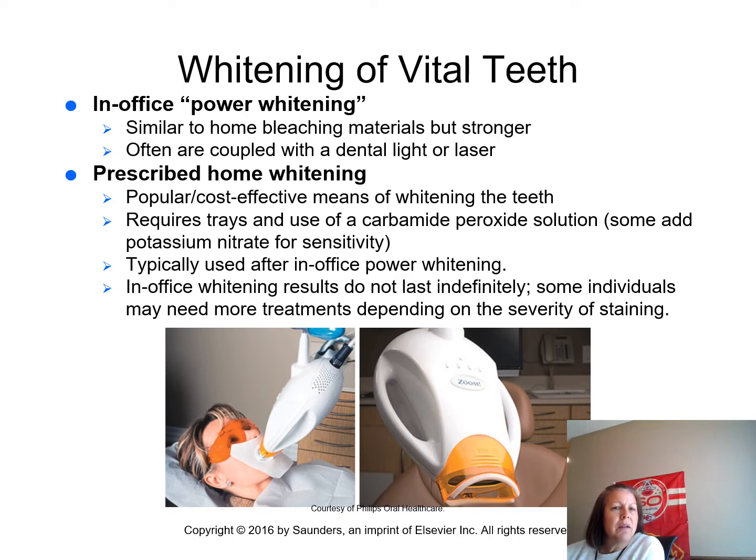Prescribed in-home whitening is what we do. It's a little bit more cost effective, requires the trays and use of carbamide peroxide solution. Some of those solutions now are adding potassium nitrate to help with sensitivity. So typically it's used also after in-office power whitening. So even if a patient comes in the office and does the in-office power whitening, many times they will be, well, all the time, they'll be sent home with trays and bleach to continue their treatment or to even have for touch-up later on.